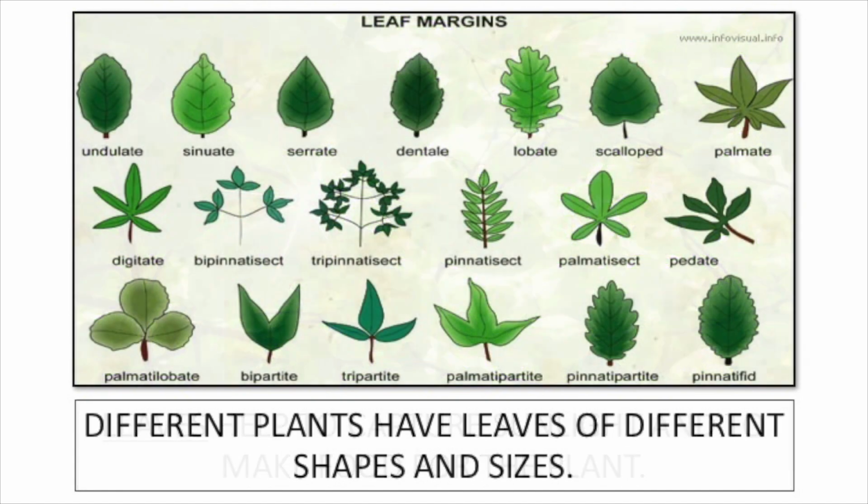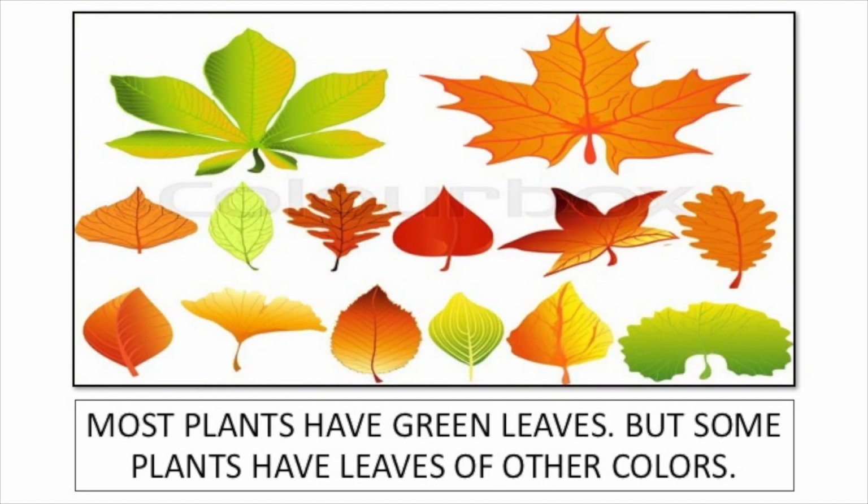the sunlight. Different plants have leaves of different shapes and sizes. You can see in our picture here, look at all the different types of leaves, all different shapes. But mainly, what colour are they? Green. Yes. Nearly all of the time, the colour of the leaves will be green, but there are exceptions. Most plants have green leaves, but some plants have leaves of other colours.